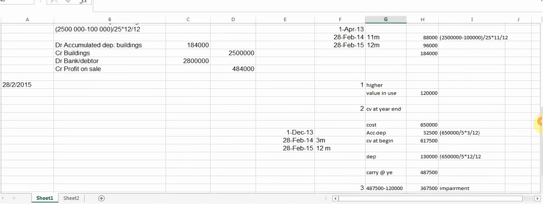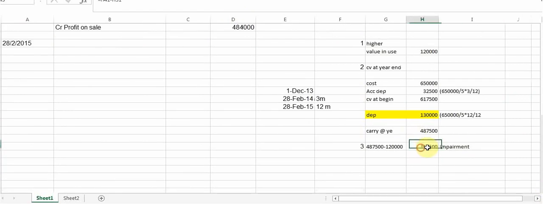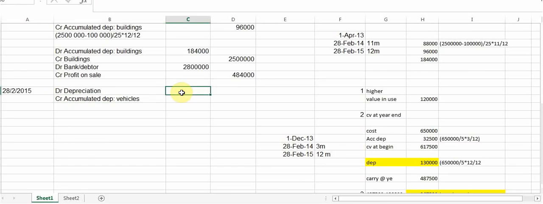So in terms of general journal entries, I'm going to account for the current depreciation. So it's that entry, and I'm going to account for the impairment, which is this entry. So I'm going to say then I debit the depreciation, I credit the accumulated depreciation on the vehicles, and that gives me that total of 130,000 that I have calculated there.